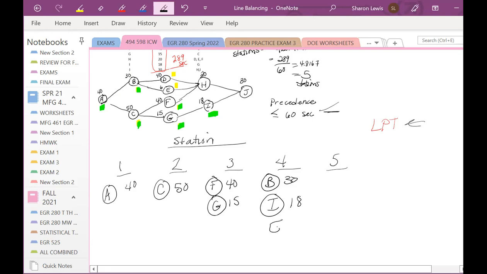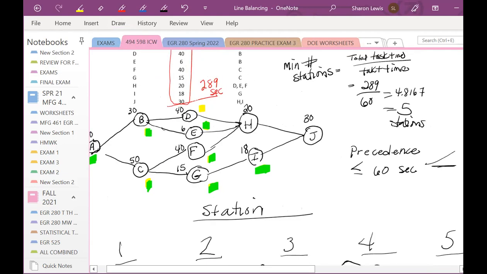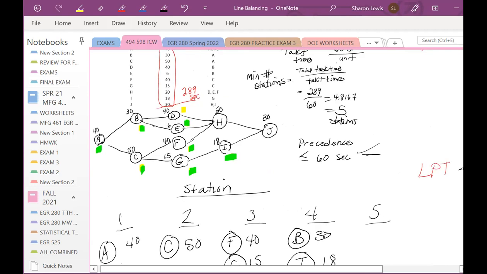Well, that's E, and it is 6. So can that one stay in? And yes, we don't exceed 60, so E can go in that station. So let's mark E, it's in. And that doesn't open up any more candidates.